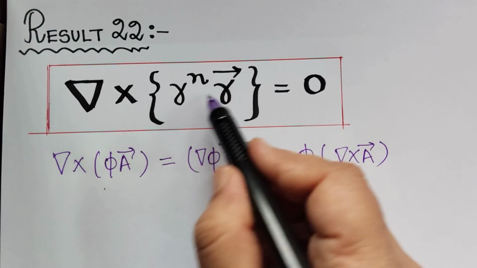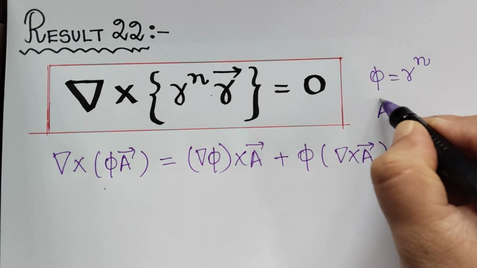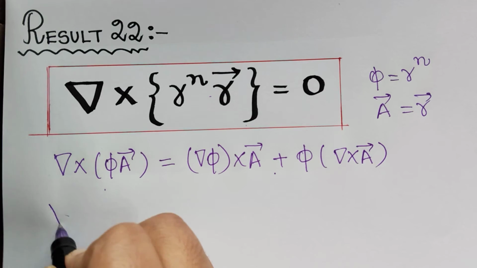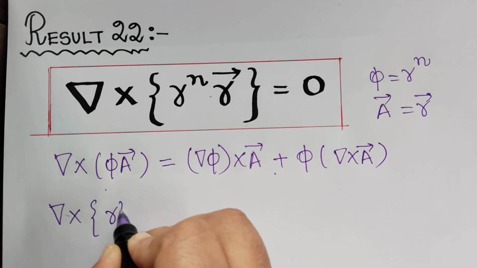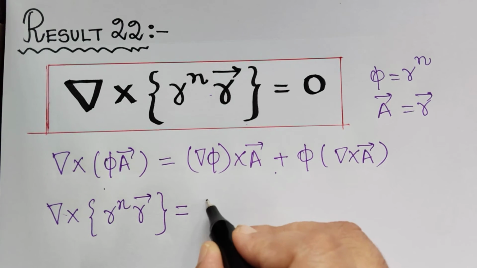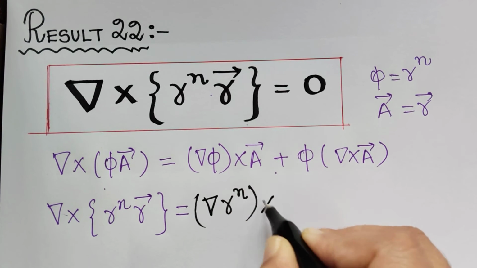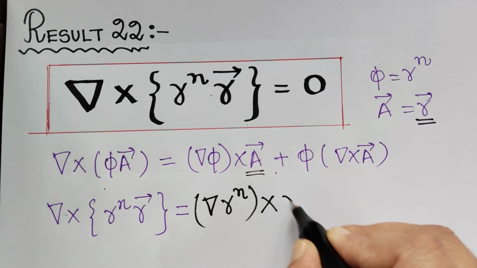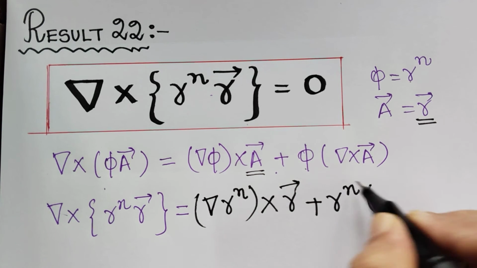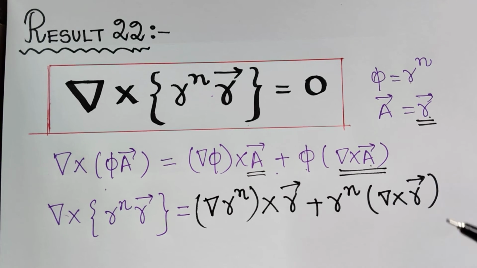Now when you compare here, we see that at the place of phi we are having r to the power n, and at the place of a vector we are having r vector. So applying this identity over here, we get del cross r to the power n r vector to be equal to, first, del phi. What is phi? It is r to the power n. Then cross product with a vector. What is a vector? It is r vector. Plus phi, which is r to the power n, multiplied with del cross a vector, which is r vector. So we have obtained this.